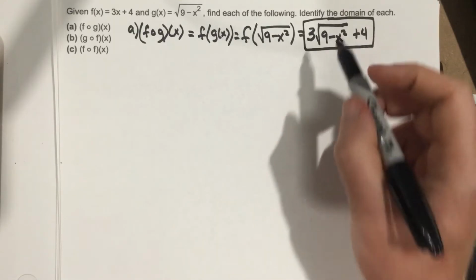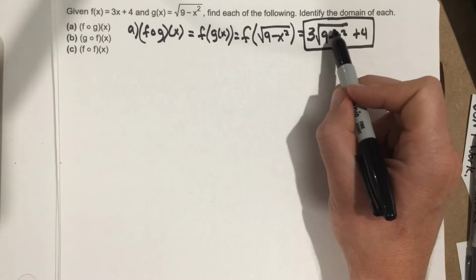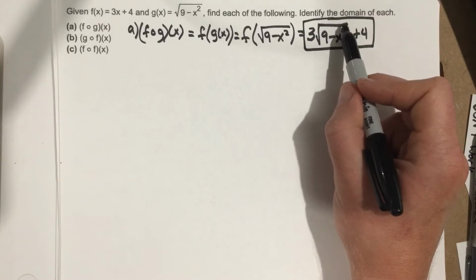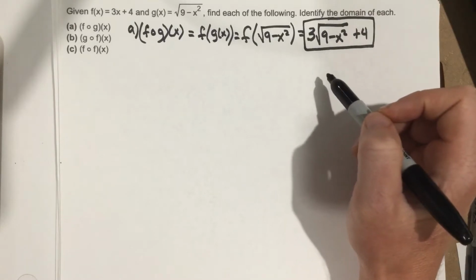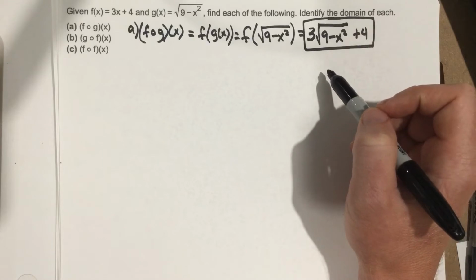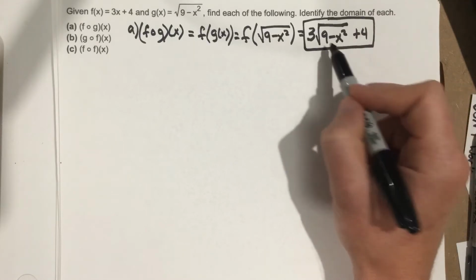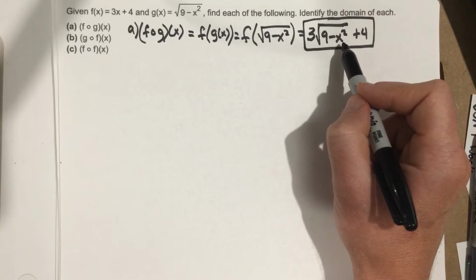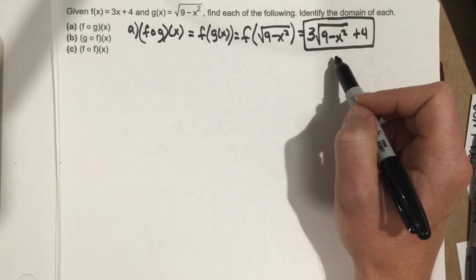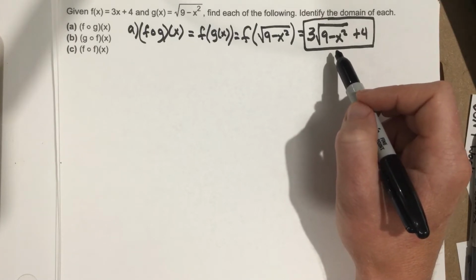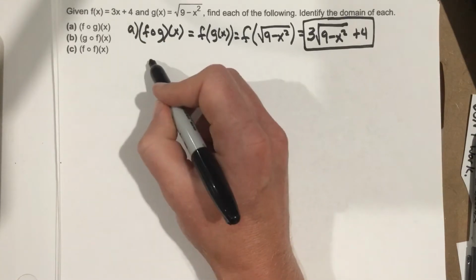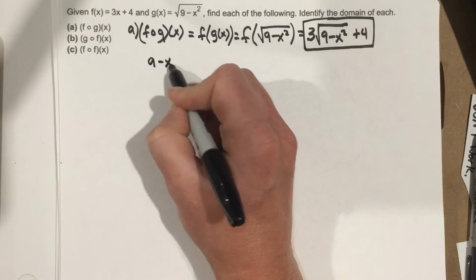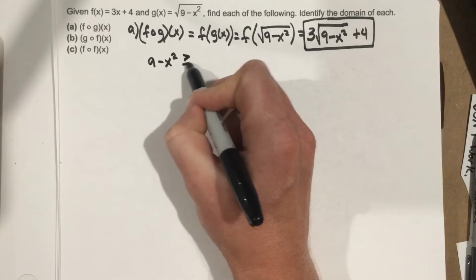What's the domain? Well, the only issue I have for our domain is I can't take the root of a negative. So I would have to have 9 minus x squared, essentially the solution, to be greater than or equal to 0. I should be able to solve that then. So let's do that here. We're going to say 9 minus x squared has to be greater than or equal to 0.